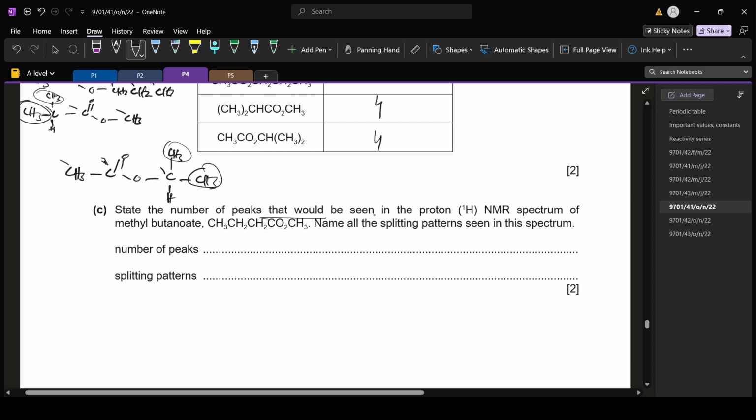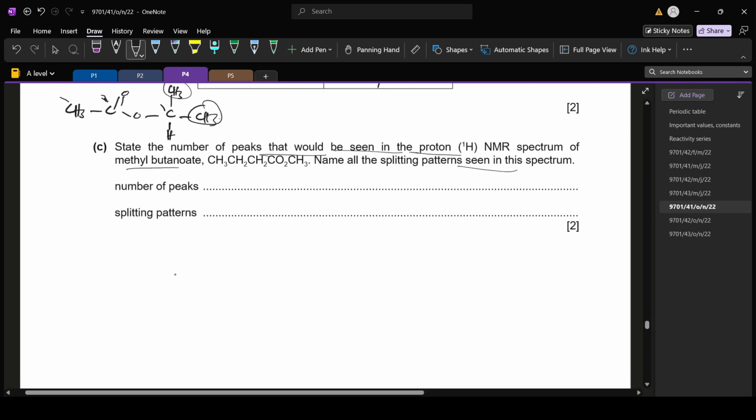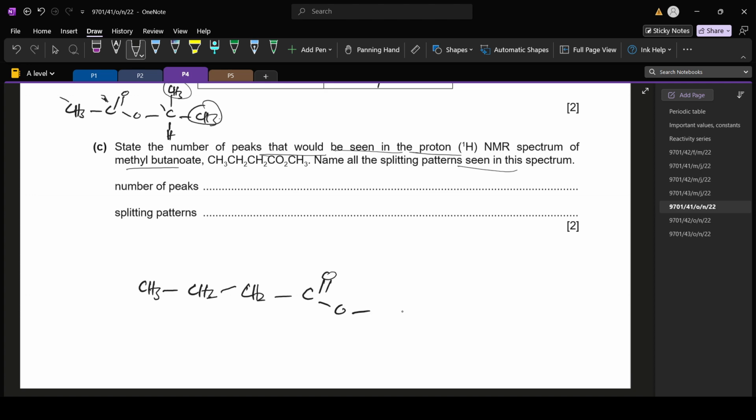Check the number of peaks that would be seen in the proton NMR spectrum of methyl butanoate. Name all the splitting patterns seen in this spectrum. So let's draw the structure of methyl butanoate. CH3, CH2, CH2, C double bond O, and this is the structure of methyl butanoate.